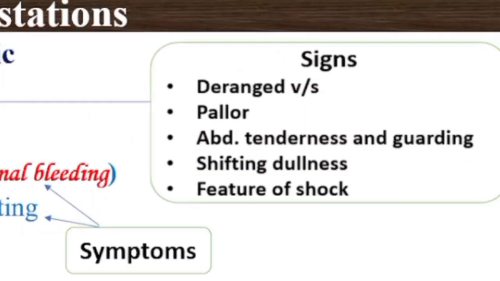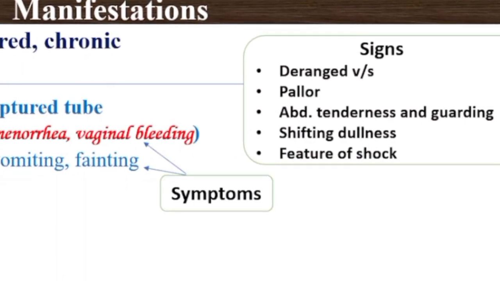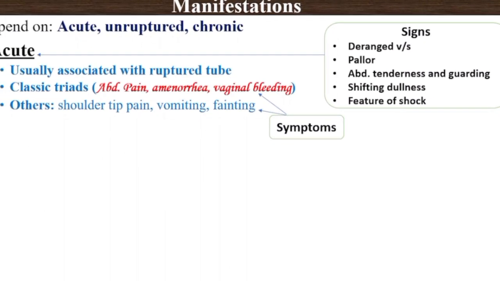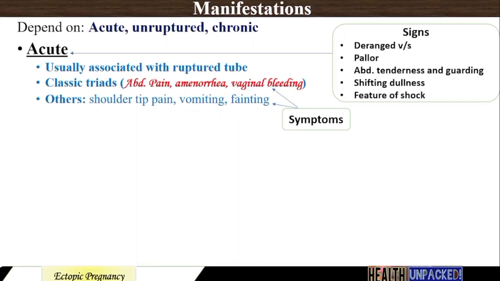Signs, or the things that you can observe, like deranged vital signs: the pulse rate will increase, the blood pressure will decrease, or she could be hypotensive. There will be pallor, abdominal tenderness and guarding, and shifting dullness. Features of shock will be observed in the acute phase.